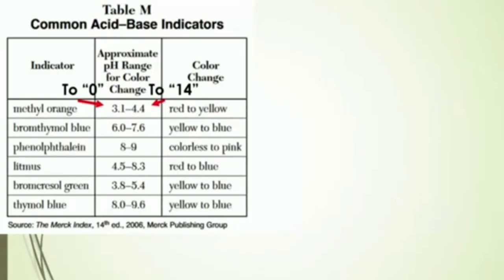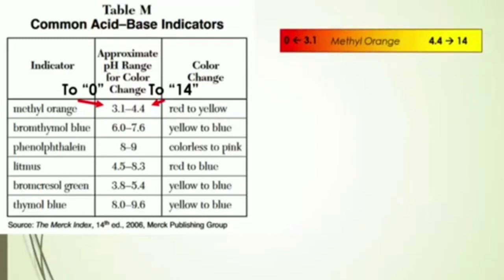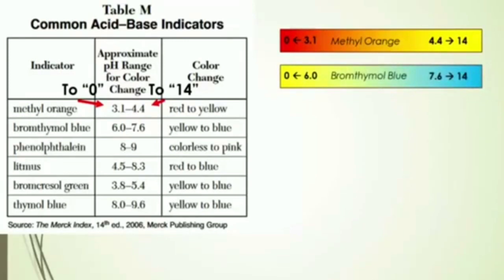to 3.2, methyl orange will be the color to the left, or red, and a pH of 4.4 to 14, methyl orange will be the color to the right, or yellow. This is true for all the indicators. It is going to show the color to the left when the pH is between 0 and the first number, and the color to the right when the pH is between the second number and 14.